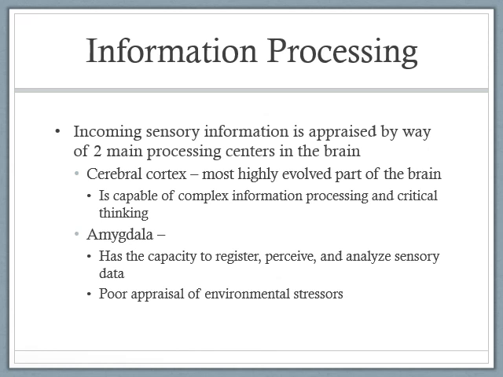Information processing. Incoming sensory information is appraised by way of 2 main processing centers. The cerebral cortex, which is the most highly evolved part of the brain, is capable of complex information processing and critical thinking. Next is the amygdala. You actually have 2 amygdalae, one in each temporal lobe, just as an FYI. The amygdala has the high capacity to register, perceive, and analyze sensory data, but it also can result in poor appraisal of environmental stressors. It is able to engage in gross pattern recognition.